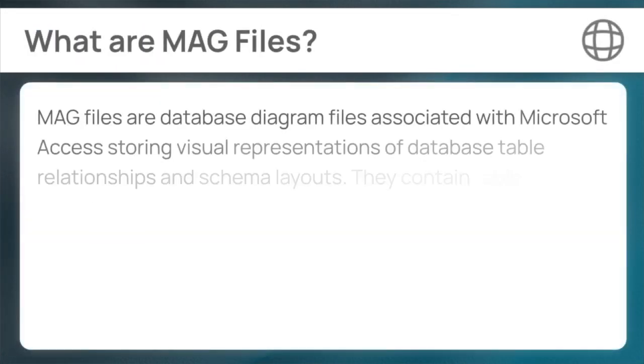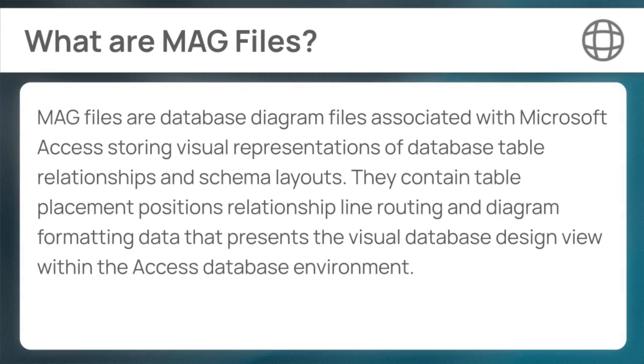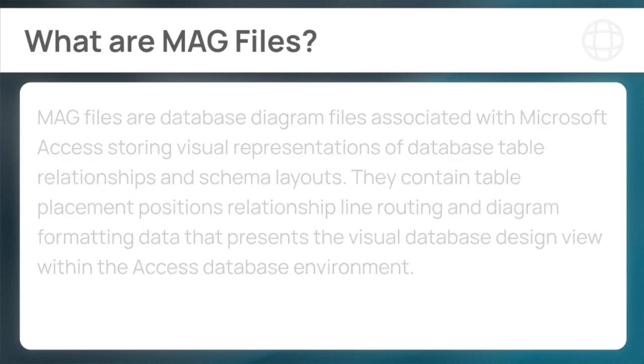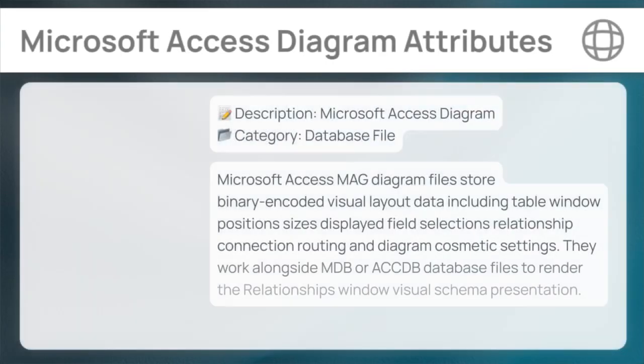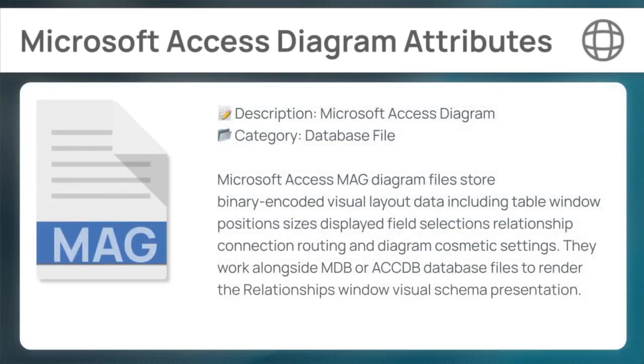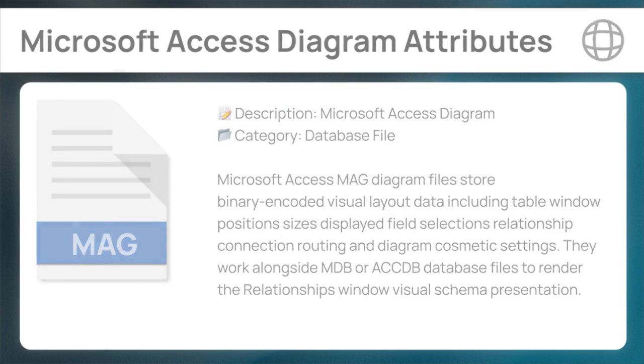MAG files are database diagram files associated with Microsoft Access, storing visual representations of database table relationships and schema layouts. They contain table placement positions, relationship line routing, and diagram formatting data that presents the visual database design view within the Access database environment. Microsoft Access MAG diagram files store binary-encoded visual layout data, including table window positions, sizes, displayed field selections, relationship connection routing, and diagram cosmetic settings. They work alongside MDB or ACCDB database files to render the relationships window visual schema presentation.